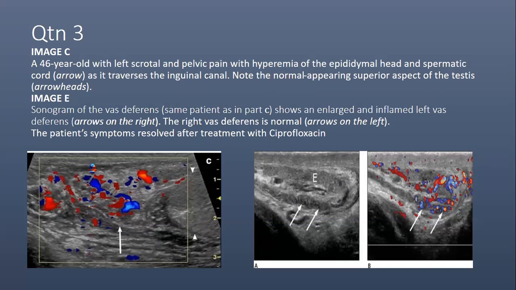In image E, you can see the sonogram of the vas deferens. I've talked about the vas deferens in the normal scrotal anatomy. The same patient shows an enlarged and inflamed vas on the left; the right was okay. The patient's symptoms resolved after treatment with ciprofloxacin. So what is the best diagnosis for this case? The patient has both scrotal pain and pelvic pain with hyperemia of both the epididymal head and the spermatic cord. What is the best diagnosis? You can give me an answer. Someone to give me an answer?